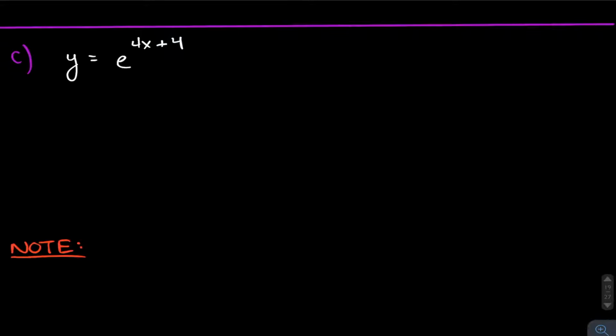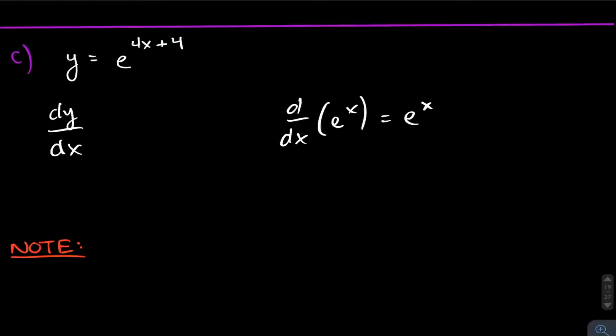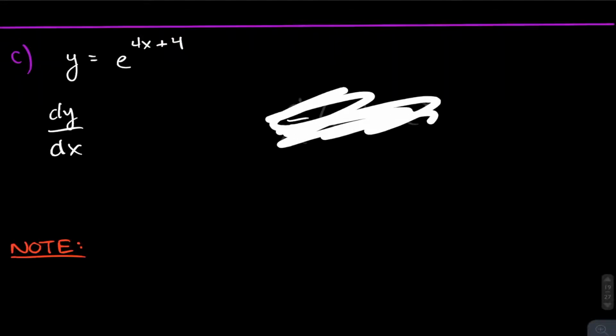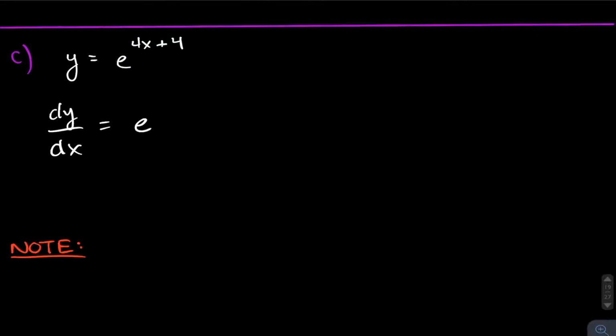We have y equals e to the 4x plus 4. What's going to be our derivative of just the outside function? Well, the derivative of e to the x, if you differentiate e to the x, it's just e to the x. So our outside function is just going to be e to the 4x plus 4. We're going to leave this alone. And then we multiply by the derivative of the inside function. What's inside? Well, we have this 4x plus 4 up here instead of x.